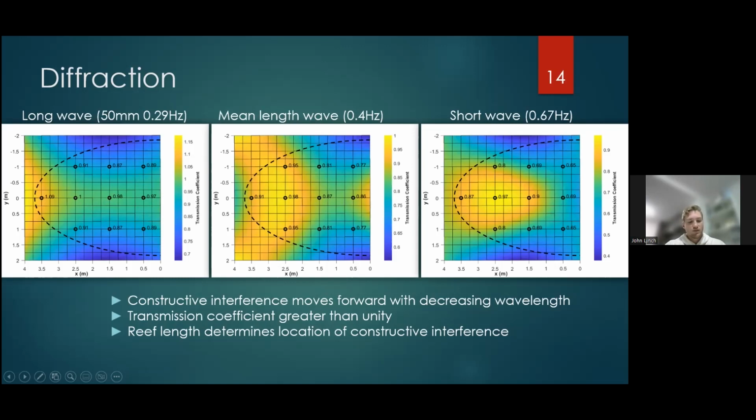This constructive interference is only present in experimental testing due to the constraint on reef length, and should not present an issue in deployment if the reef is sufficiently long such that waves diffracted from its edges do not meet before being incident on the shoreline.